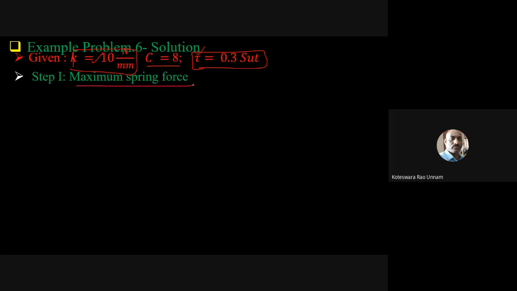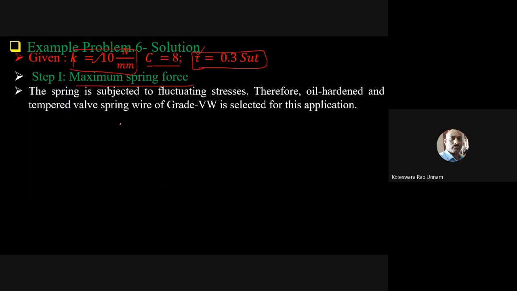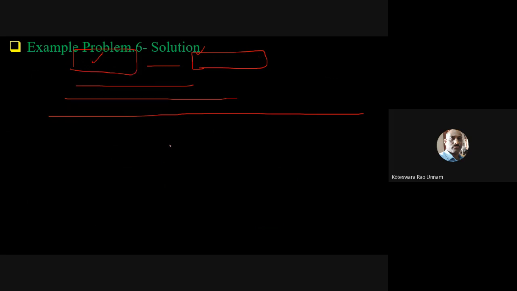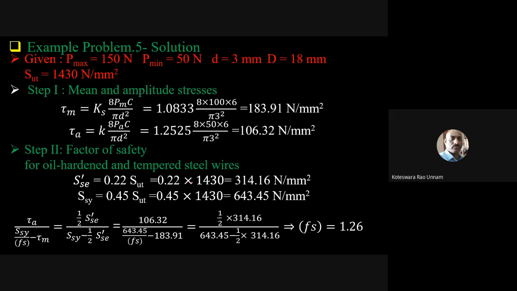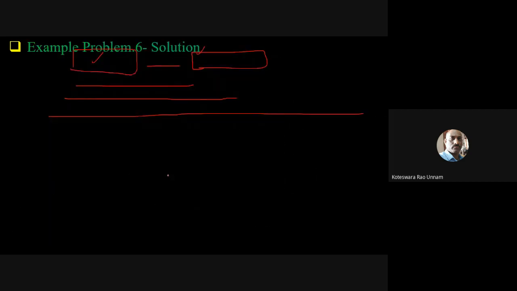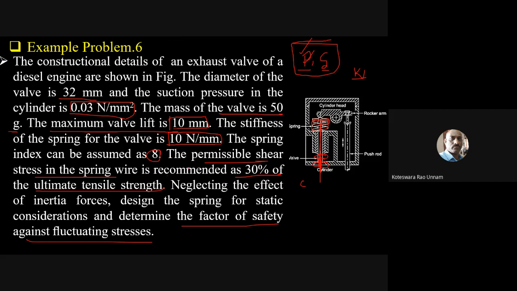For that, first you need to compute the spring force, the maximum force on the spring. The spring is subjected to fluctuating stresses. Therefore, oil hardened and tempered valve spring wire of grade VW is selected for this application. Why have I written this statement here? Because in the problem data, he has not given the material properties. So your SUT is not given. Even though he stated that the permissible shear stress in the spring wire is recommended as 30% of the ultimate strength, he has not mentioned the magnitude of this ultimate strength. That means he has not given the material properties for the spring. So then we need to pick those properties.